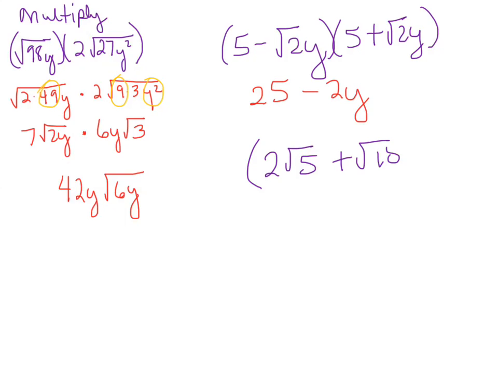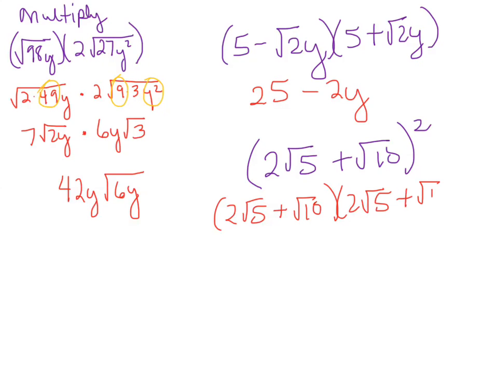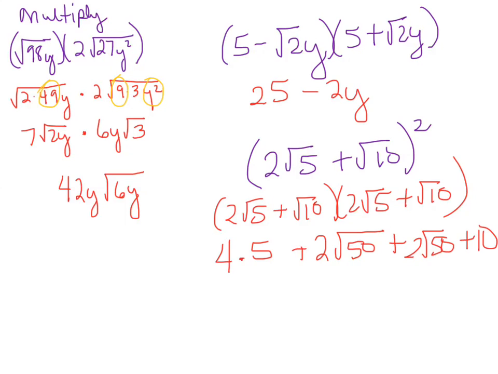Finally, let's look at 2 radical 5 plus radical 10, this whole quantity squared. So now we can't distribute the square across a plus or a minus. So go ahead and write it out twice, and then I'll FOIL this out. So the first gives us 2 radical 5 times 2 radical 5. Now that will give me 4 in the front, and then radical 5 times radical 5 is just 5. So the first gives me 4 times 5.